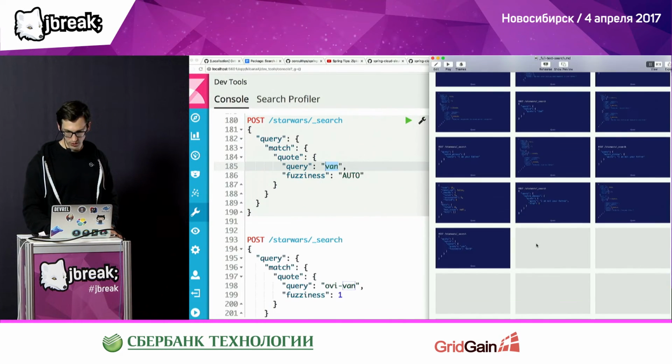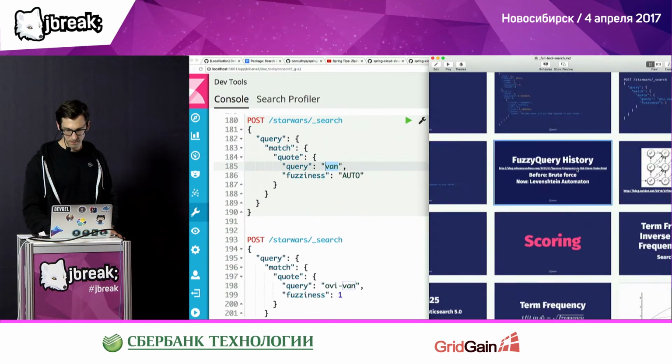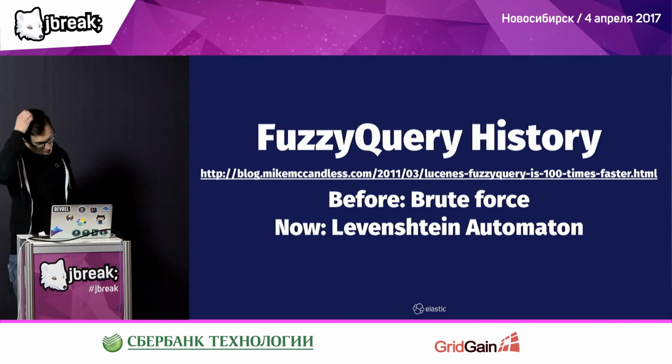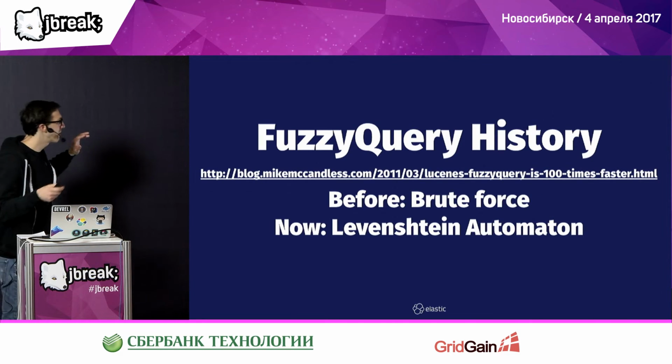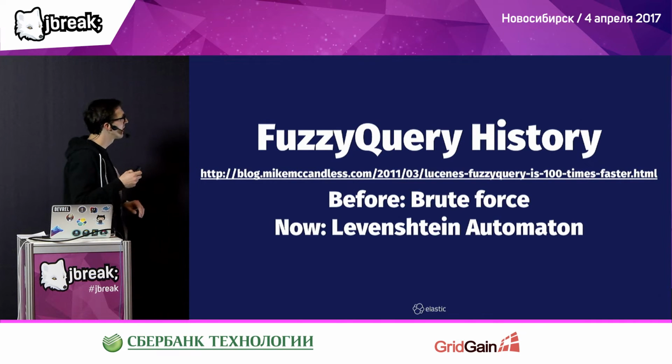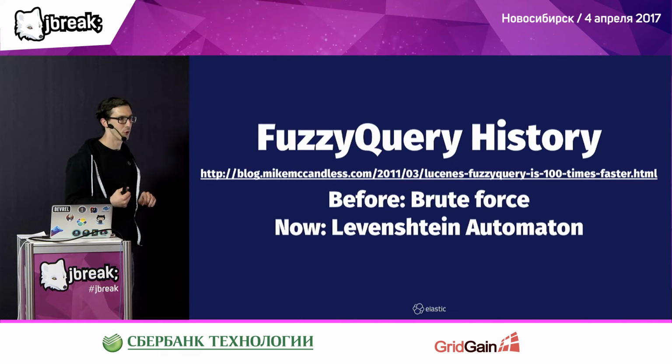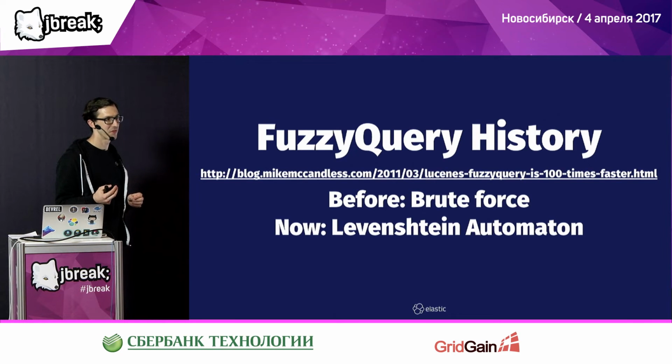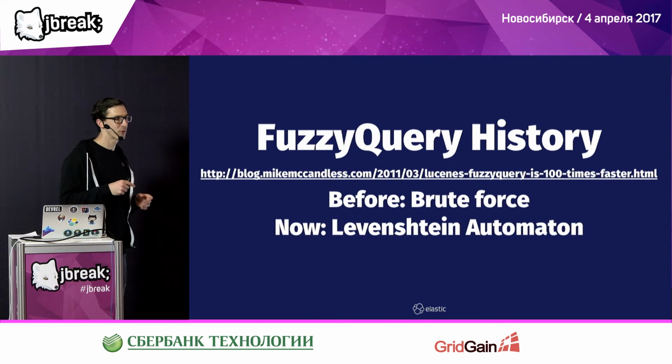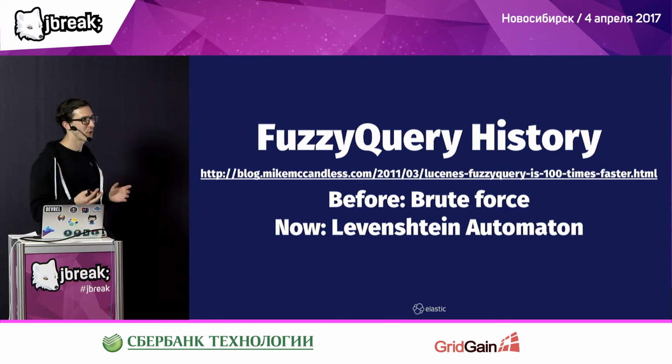And just to show you how this works, because this feature has a very nice history. In the beginning, for the FuzzyQuery, we just used a brute force approach. We just generated every possible combination and searched for all of them, which was very slow. With a fuzziness of 1, you can imagine how many letters can be different or added or removed. So that is a lot of combinations.